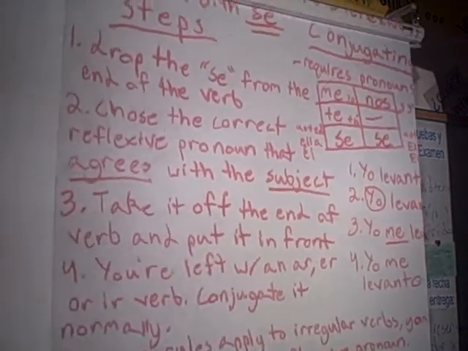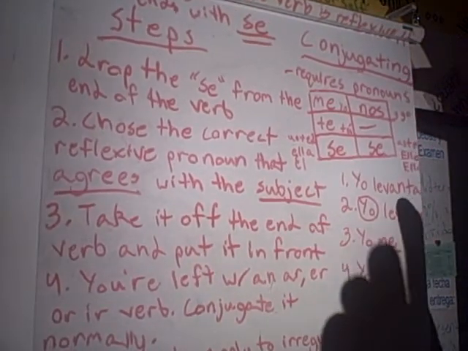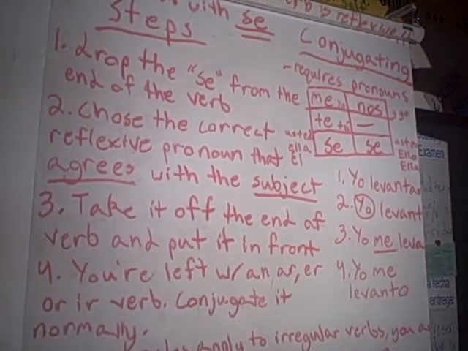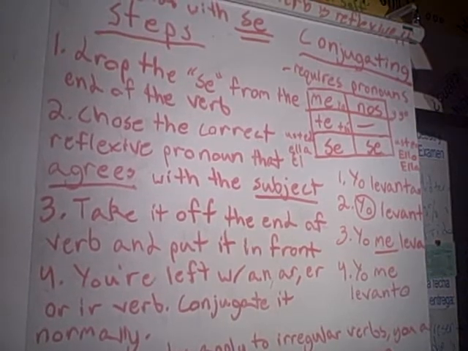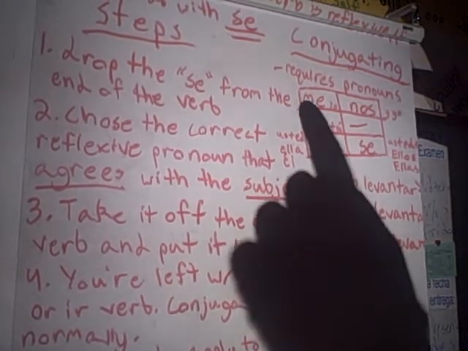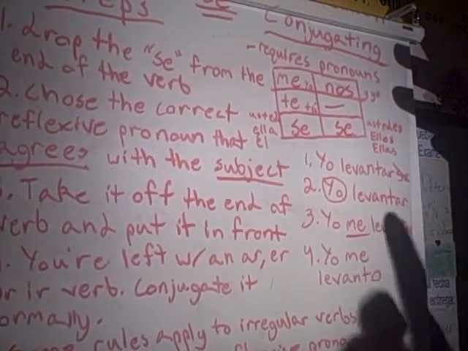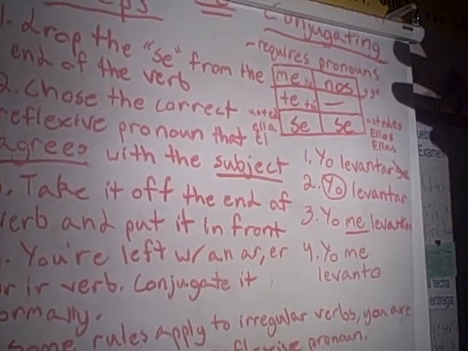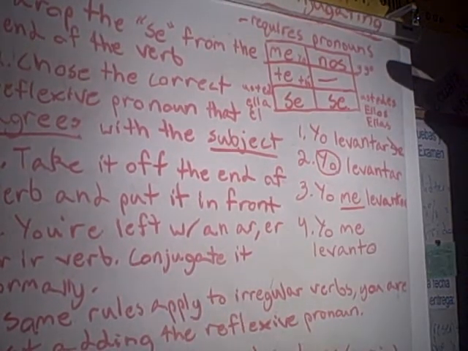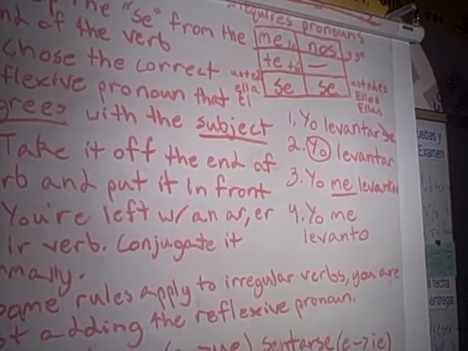The steps are: first, drop the se from the end of the verb. Choose the correct reflexive pronoun that agrees with the subject. So for yo, you have to choose the right one, which would be me. Then you take the se off the end of the verb and put the correct pronoun in front. You're left with an ar, er, or ir verb, and you just conjugate it. So yo, me.